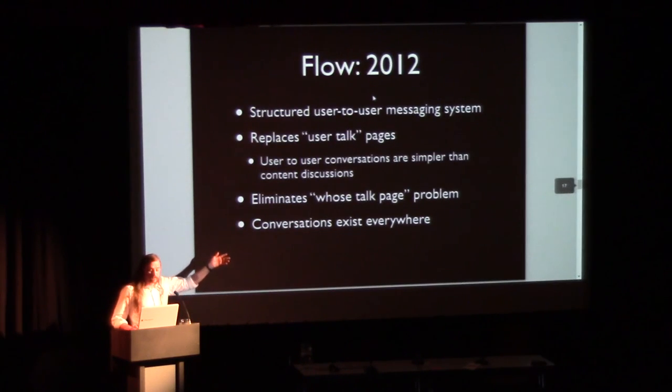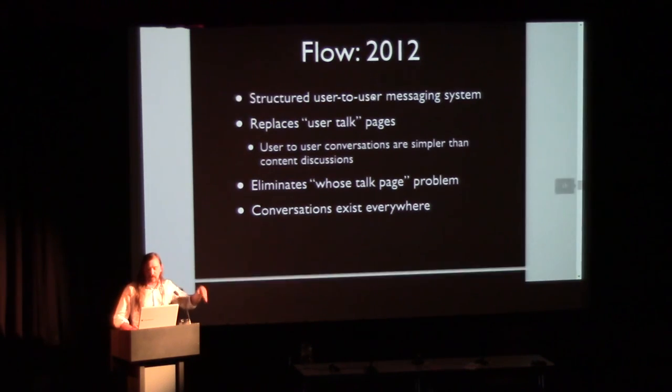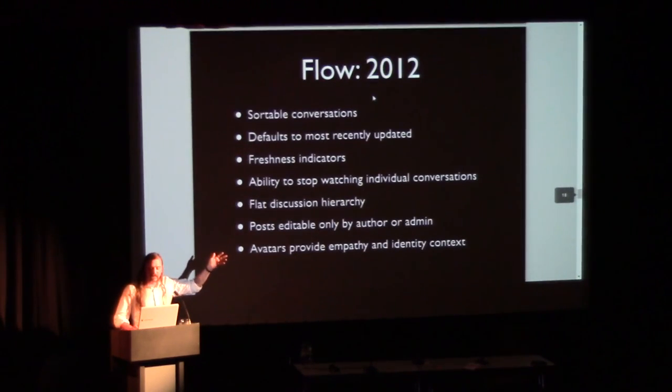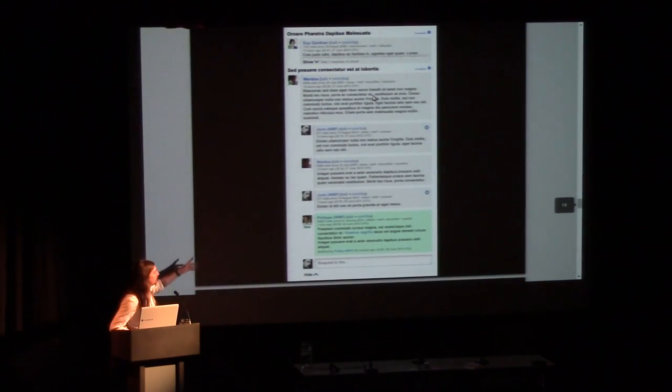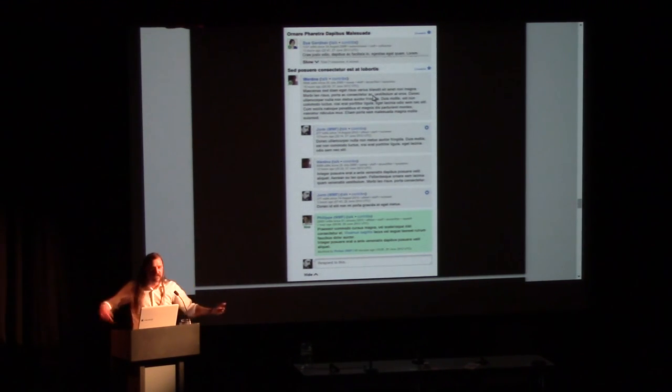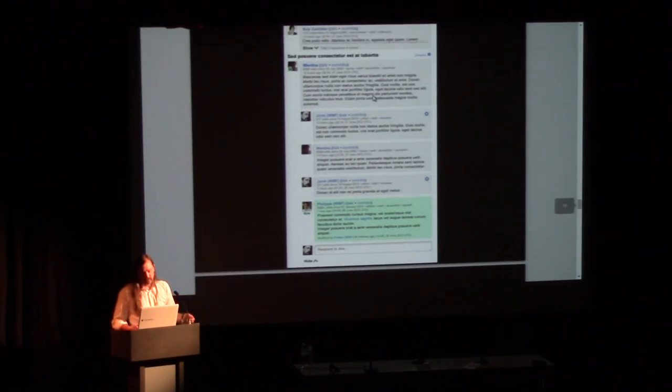Flow in 2012. This is what it was: structured user-to-user messaging. We're going to get rid of talk page problems. Sortable conversations, freshness indicators, all sorts of other things along those lines. This was the idea. Notice the avatars that everybody hates. We love putting those in there, by the way, because it gets you to focus on something that we don't care about as much, so that you miss all the other cool stuff that we can do while you're complaining about that. Misdirection is the best thing.